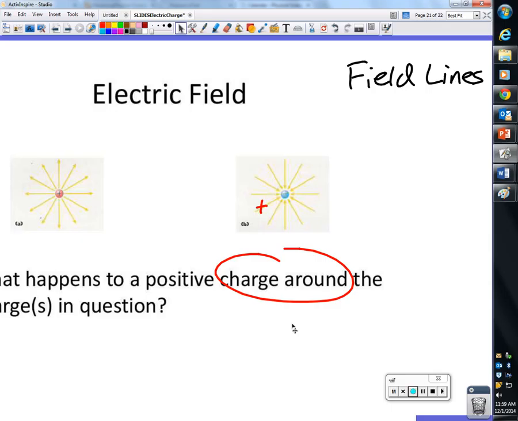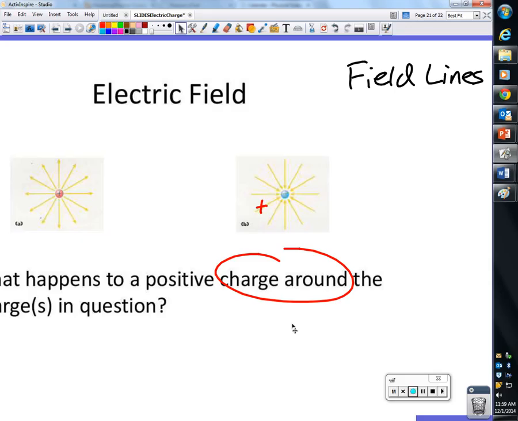These arrows represent the electric field, the area that surrounds a charged object. What will it do to other things? It will push away other positives. It will attract around negatives. Okay, go ahead.